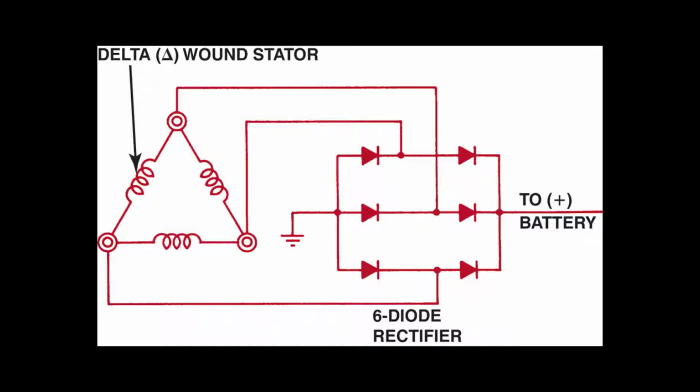A delta-connected alternator can produce 73% more current than the same alternator with a Y-type stator connection. For example, if an alternator with a Y-connected stator can produce 55 amperes, the same alternator with a delta-connected stator winding can produce 73% more, or 95 amperes. The delta-connected alternator, however, produces lower current at low speeds and must be operated at high speeds to produce its maximum output.